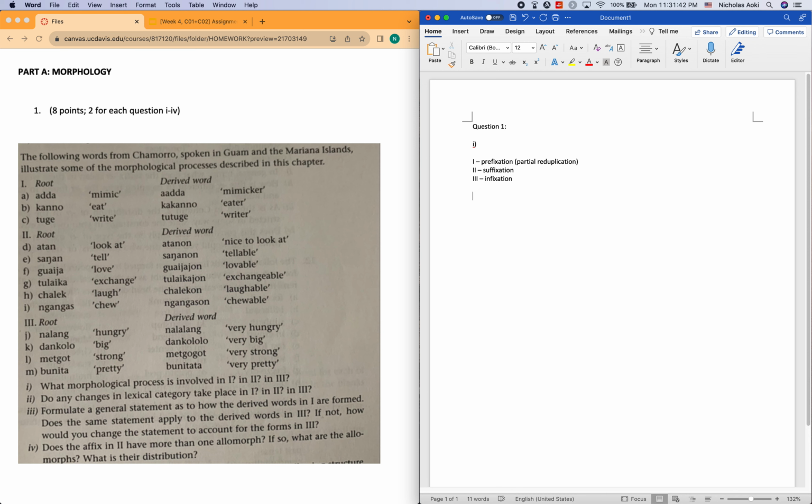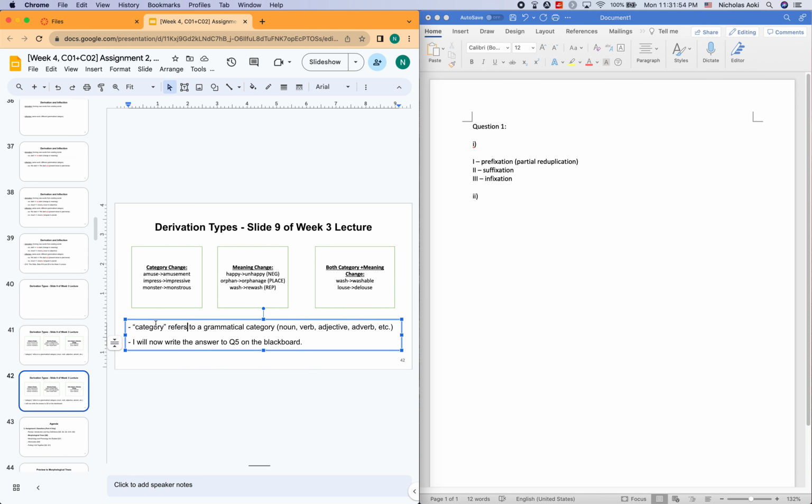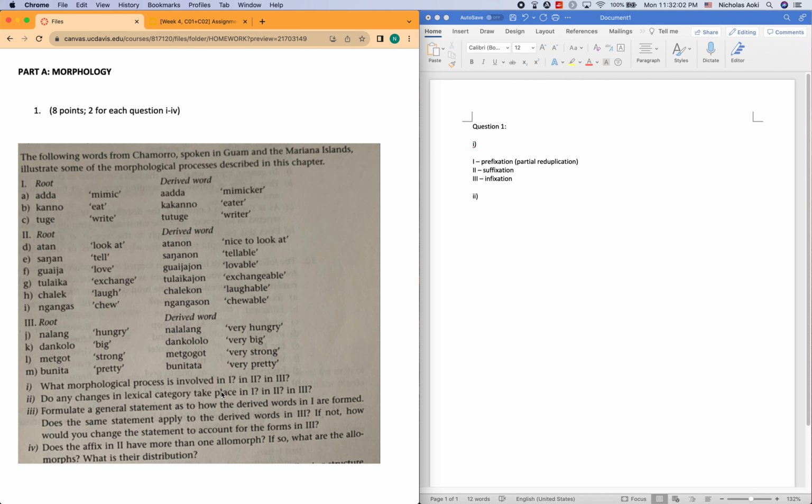Okay, that was number 1. Number 2, do any changes in lexical category take place? Also recall from discussion that by lexical category, what we mean is the grammatical category. So is it a noun, verb, or adjective, etc.? So for data set 1, on the left-hand side, we have different verbs, mimic and eat. And when we derive the word, we get the noun version. So someone who mimics, someone who eats. So for number 2, data set 1, yes, there's a change in category, and specifically we're going from a verb to a noun.